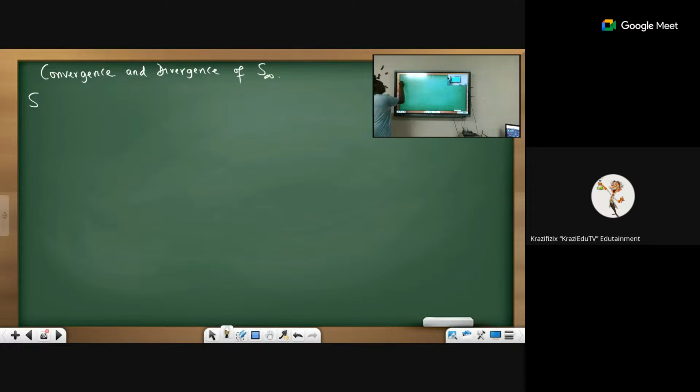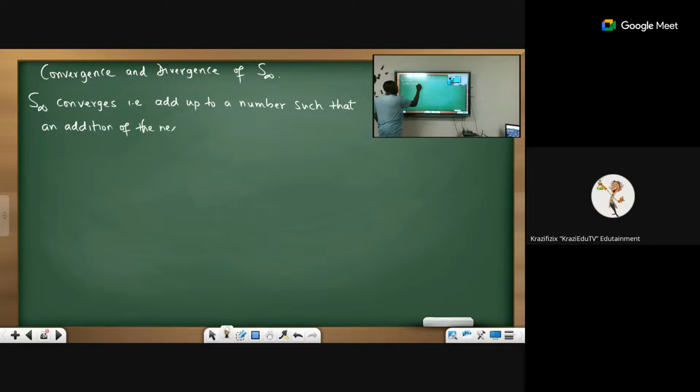Sum to infinity converges, that is, it adds up to a number such that an addition makes no impact. I'll tell you what I mean. An addition of the next term makes no difference.